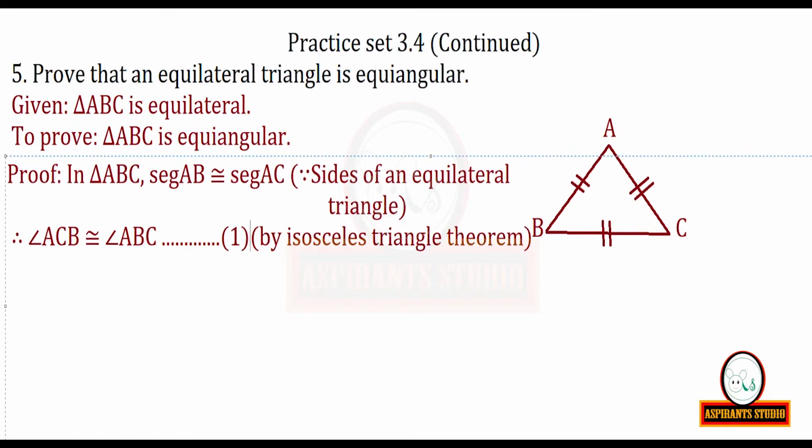Now, take the next two pairs. Actually, we will come across three pairs, but any two pairs are enough. Segment AB is congruent to segment AC, we have taken already. Now we will take segment AC is congruent to segment BC, that will be enough. So now segment AC is congruent to segment BC. You have to write the same reason as before, sides of an equilateral triangle.